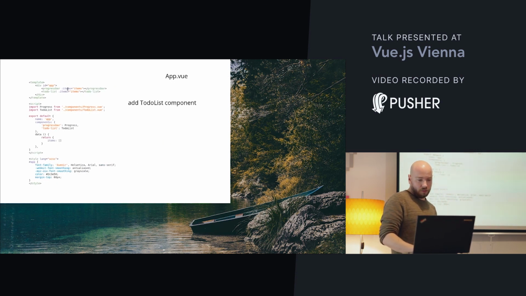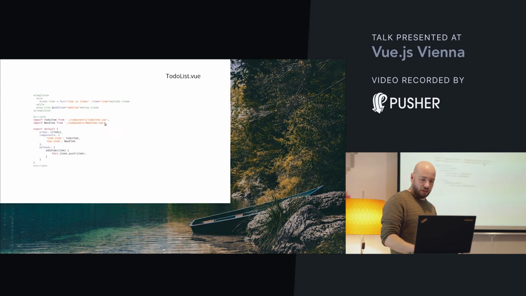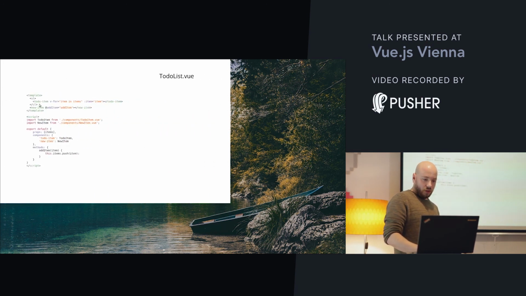The new app.vue looks as follows. We only have the progress bar and the newly introduced to-do list component. And we remove the new items and the to-do items. And in the new to-do list component, we render the list and add the new items component. And the list manipulation is only handled by this component, and the rest of the application doesn't have to know about it, because the rest of the application doesn't have to care about it.